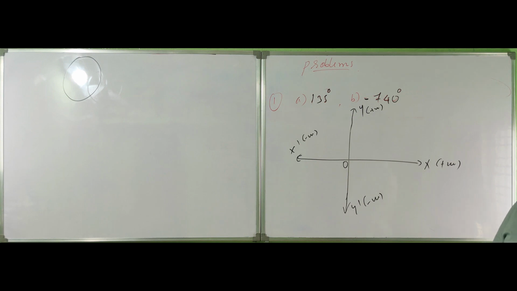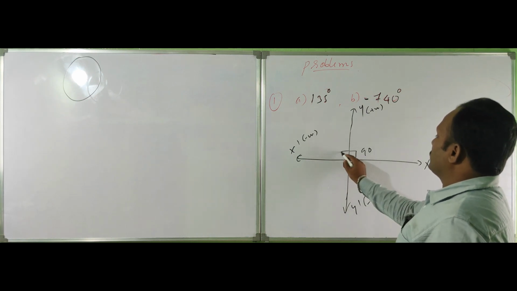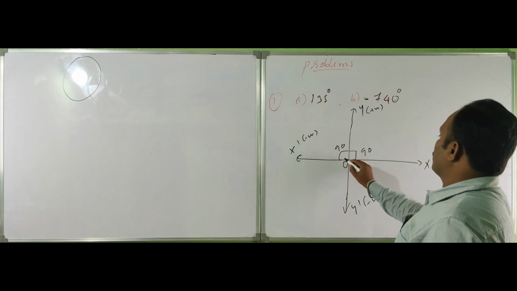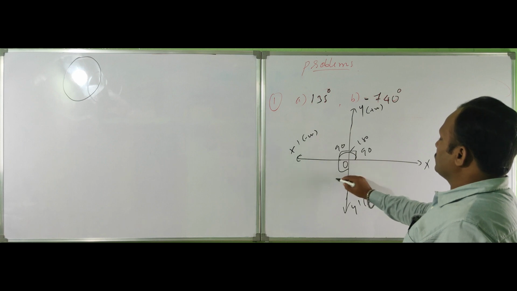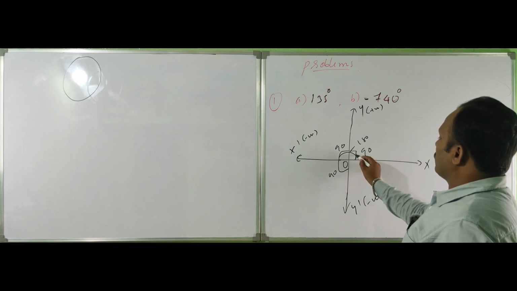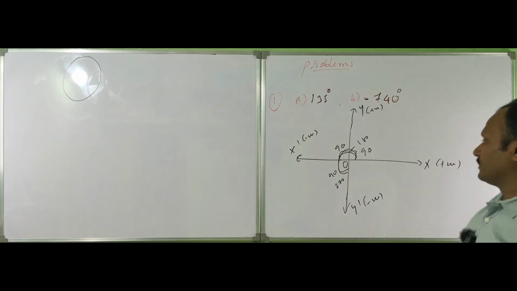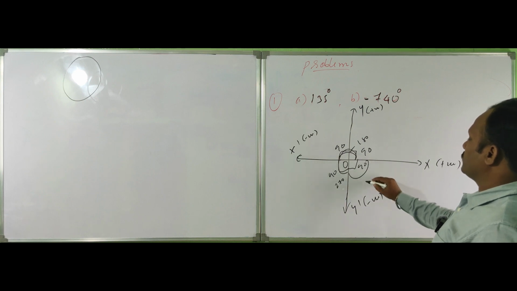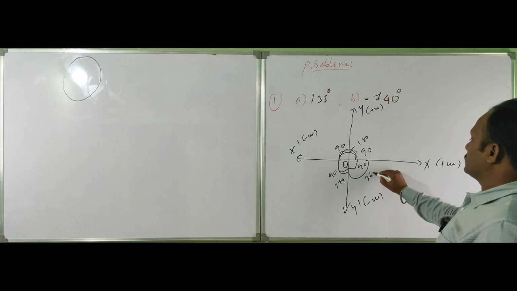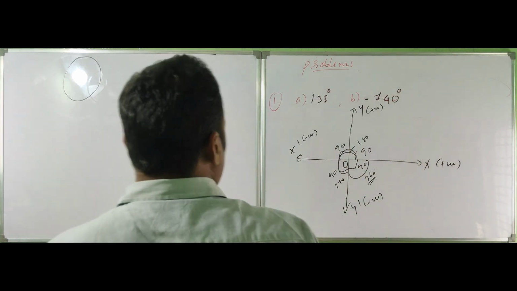These are the two mutually perpendicular lines, so this becomes 90 degrees. And this becomes again 90 degrees, and the total becomes 180 degrees. Similarly, this becomes 90 degrees, so up to this it becomes 270. 180 plus 90 is 270. Again this becomes 90 degrees, so the whole becomes 270 plus 90, 360 degrees. This is a reference only, imaginary.